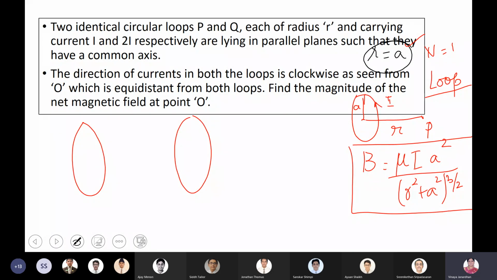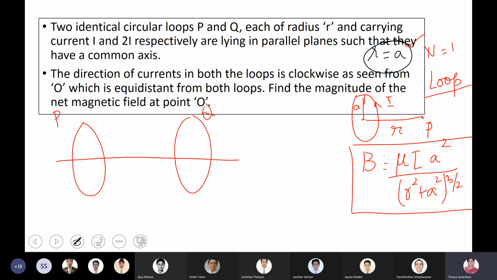and 2I amperes respectively, and they are lying in parallel planes, which means the planes of both loop P and Q are parallel to each other and perpendicular to your monitor. So if you consider your computer monitor as a plane, then the planes of the coils P and Q are parallel to each other and perpendicular to the plane of your monitor or your notebook. And they have a common axis.